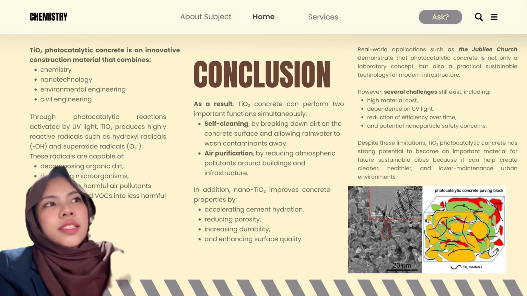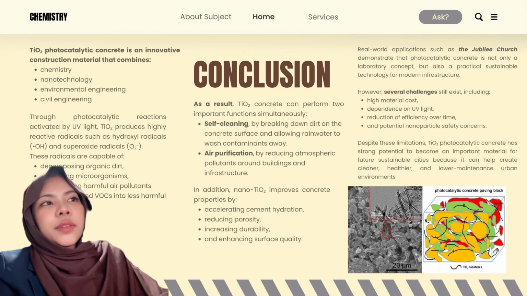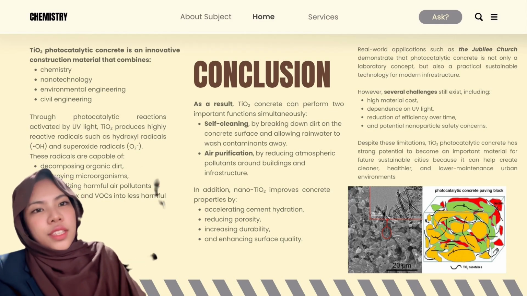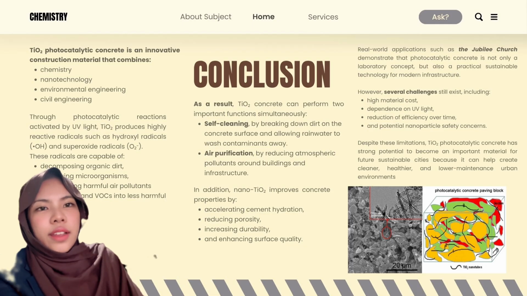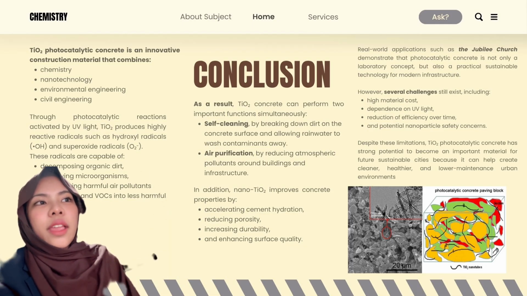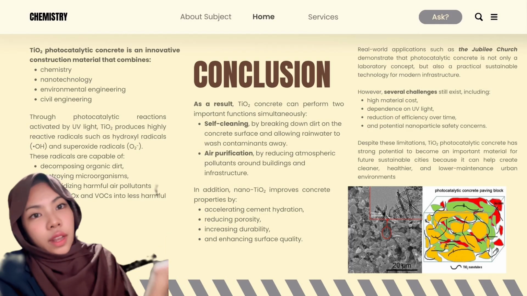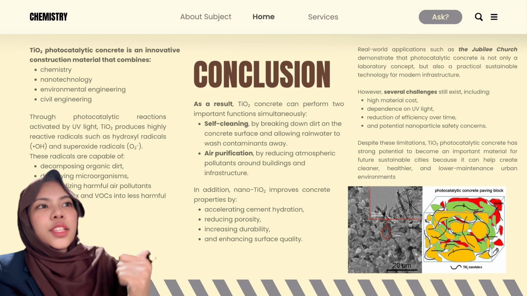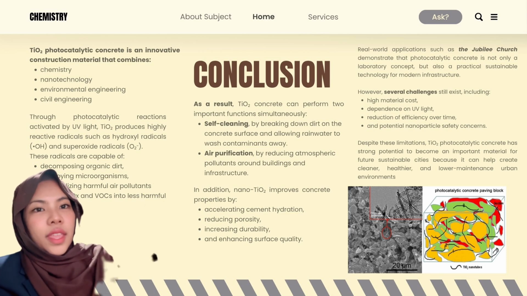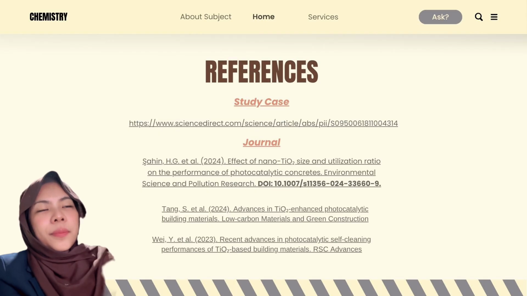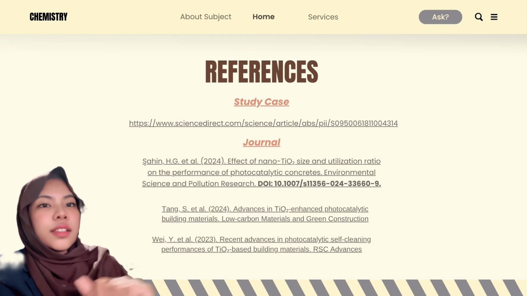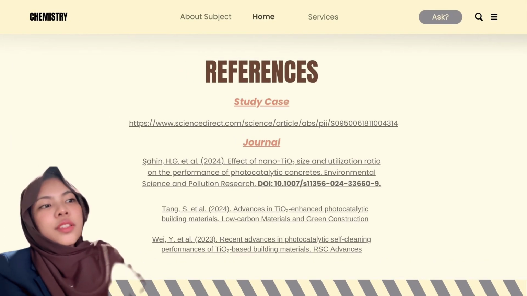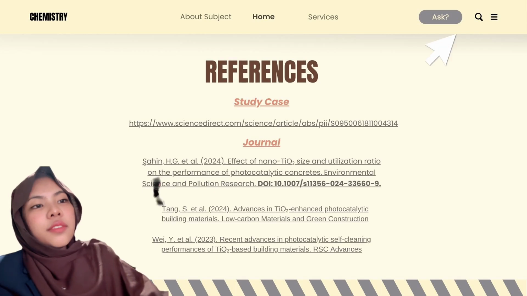Real-world applications such as the Jubilee Church demonstrate that photocatalytic concrete is not only a laboratory concept but also a practical sustainable technology for modern infrastructure. However, several challenges still exist, including high material costs, dependence on UV light, reduction in efficiency over time, and potential nanoparticle safety concerns. And lastly, this is from a case study and journal where I took the reference. Although there are still challenges, this technology has strong potential for sustainable infrastructure in the future.